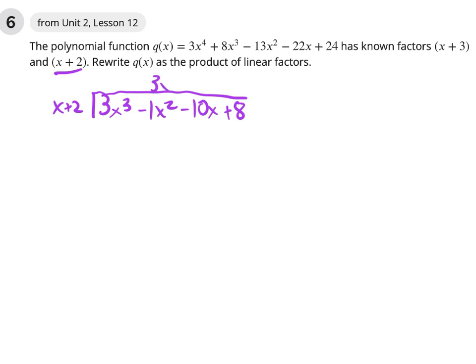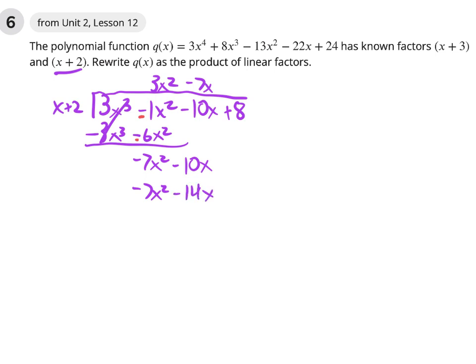And now we got 3x squared, multiply to match the first term. We get 6x squared, change both signs, cancel out the first term, same signs add, negative and a negative, same signs add. So that's -7x squared minus 10x, match the first term, minus 7x, -7x squared minus 14x, change both signs, the first term cancels out, different signs subtract. 14 minus 10 is 4. Take the sign of the larger number, which is positive, plus 8.